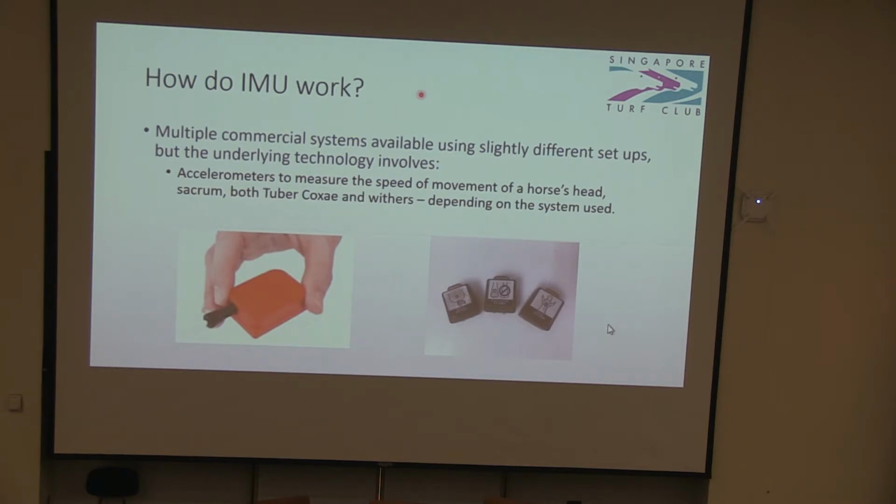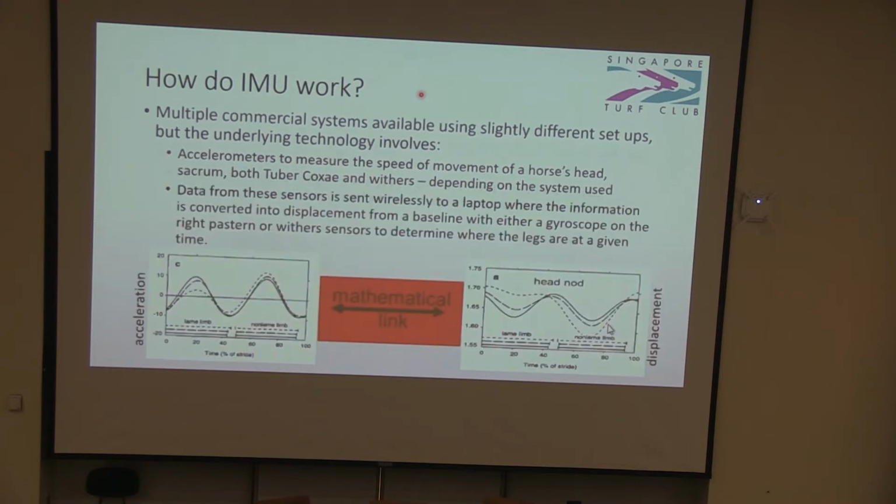And as you can see, they're all on the top line of the horse, so measuring the area of the horse that's most accurate. There's then some clever math that goes on that turns that speed of movement into displacement from a baseline. And then you either have a gyroscope on one limb, the right pastern in Equinosis, or the wither sensor with a system called Equigait. And all they are there for is to let the computer know which limb is associated with which displacement, so you know which asymmetry is coming from which limb.